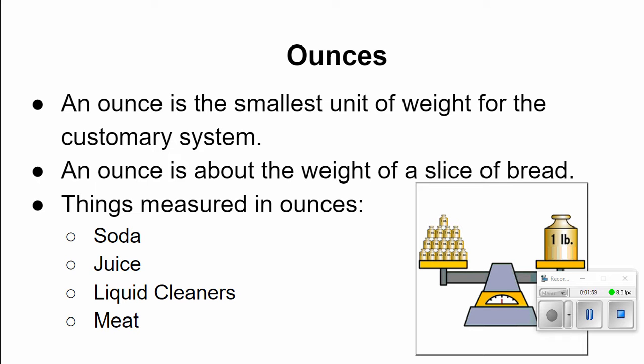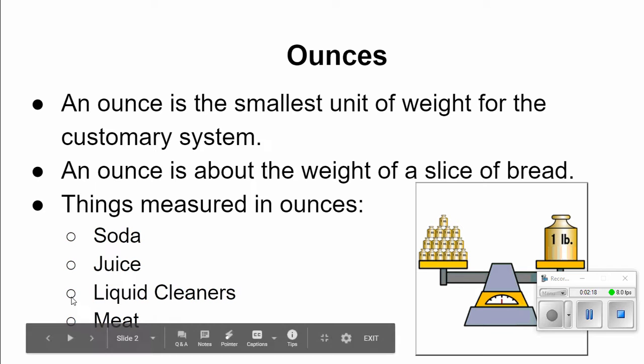Same with juice. Liquid cleaners, so like laundry detergent or dish soap, a lot of the times will be measured in ounces, and meat is sometimes measured in ounces. So again, an ounce is the smallest unit of weight. It weighs about as much as a slice of bread.